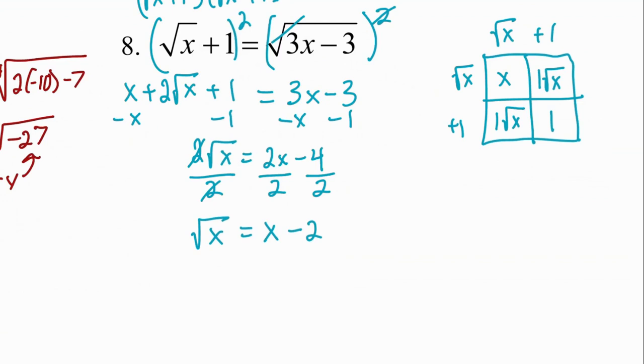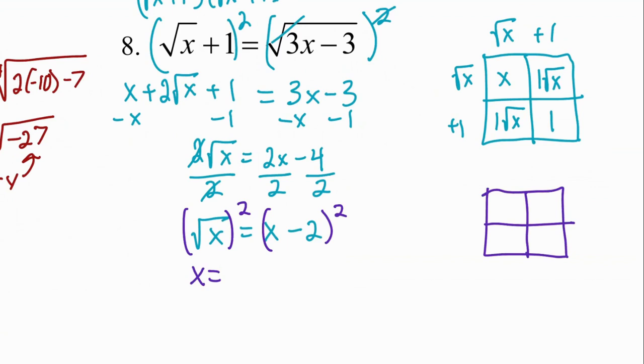Okay, so now I can go ahead and square both sides again to get rid of that other radical. So this time the left side is going to be pretty, and I'm going to get x, while the right side is going to be a little bit grosser. And I am going to have to do the box for that one as well. So I'm going to get x minus 2 times x minus 2. So x times x is x squared. x times negative 2 is negative 2x. Negative 2 times x is negative 2x. And negative 2 times negative 2 is 4. So on the right side, I'm going to get x squared minus 4x plus 4.